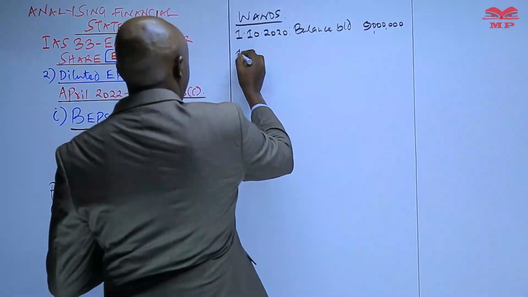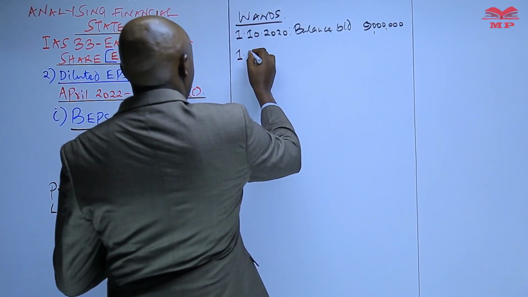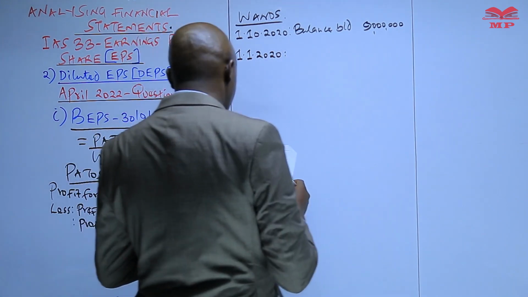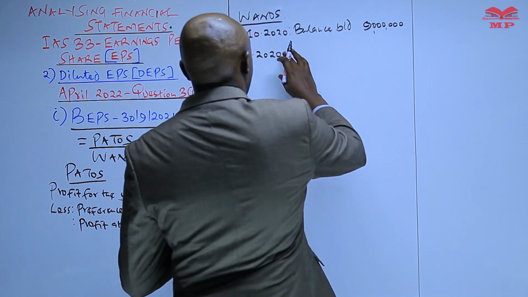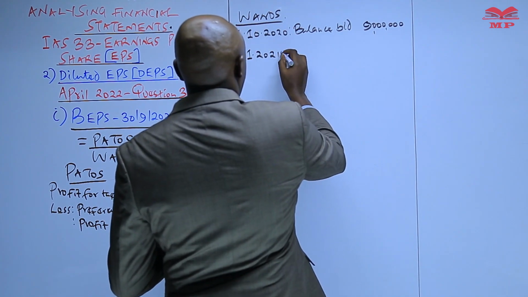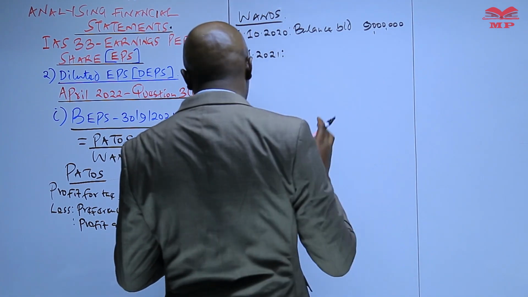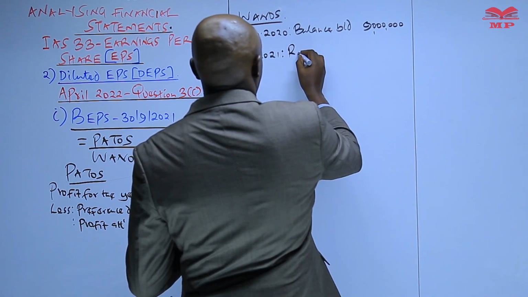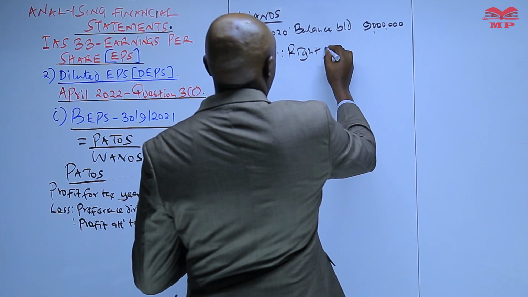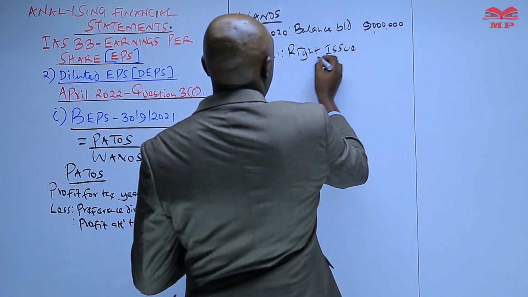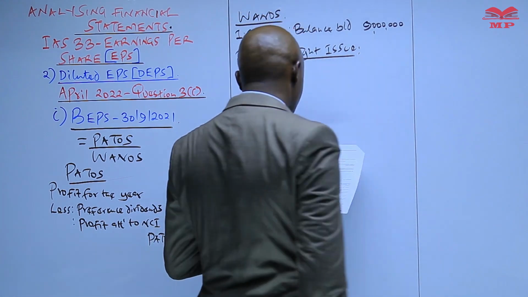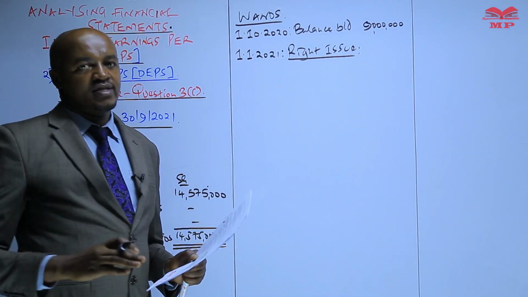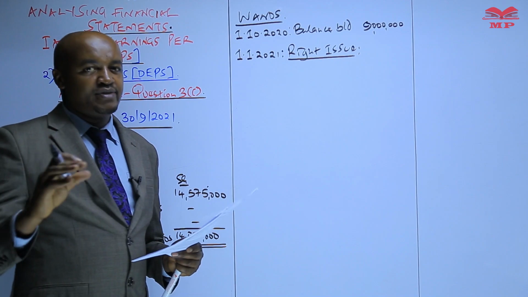Remember, this is a very common concept. Anytime you come across a question on earnings per share, this concept is always tested. So we are told on this date there was a right issue. What we said is that during a right issue, the company issues shares to the existing shareholders of the company at a price below the market price.